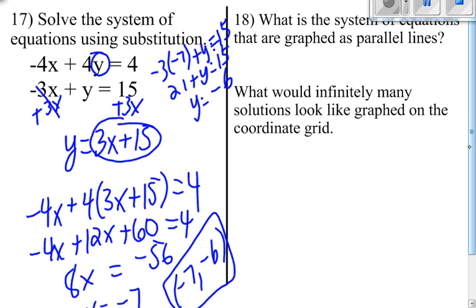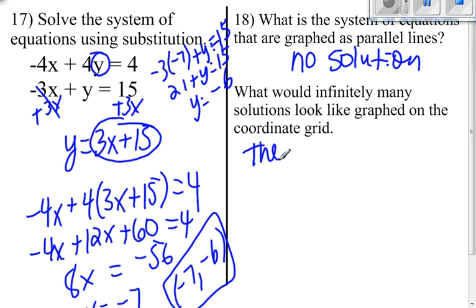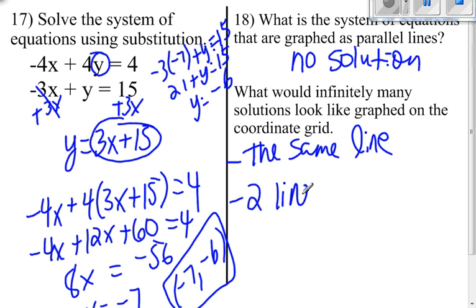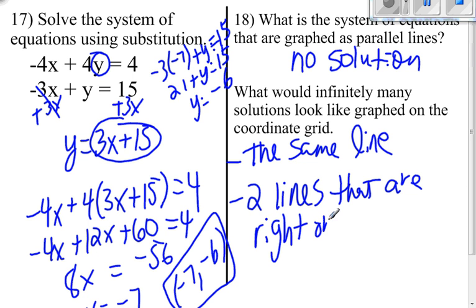What is the system of equations that are graphed as parallel lines? No solution. Parallel lines never intersect. What would infinitely many solutions look like graphed on a coordinate grid? Something like the same line, or you can write two lines that are right on top of each other.